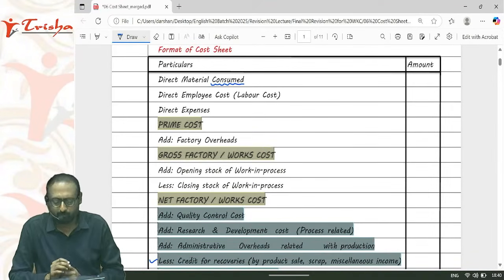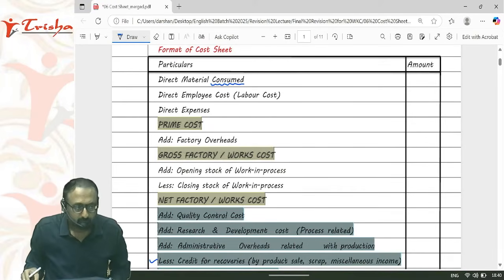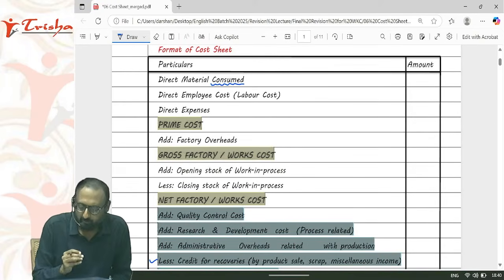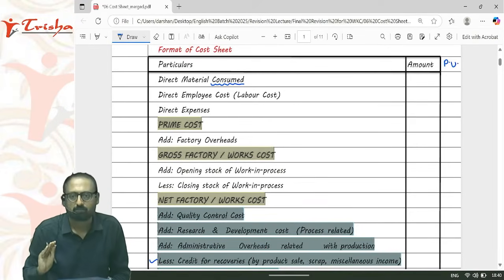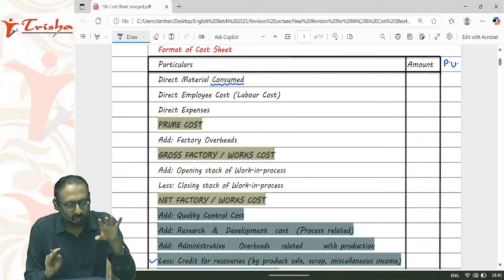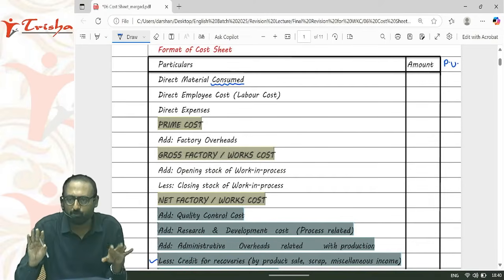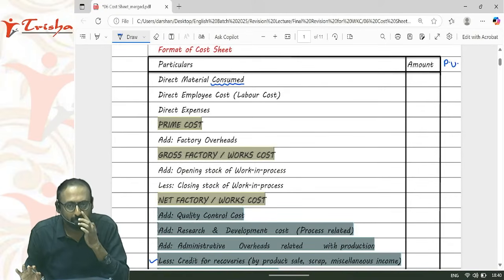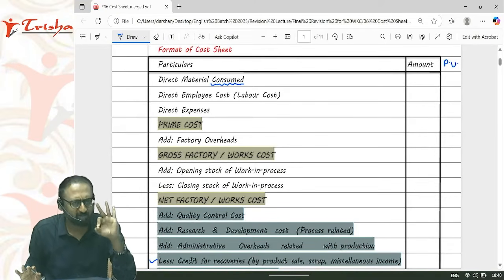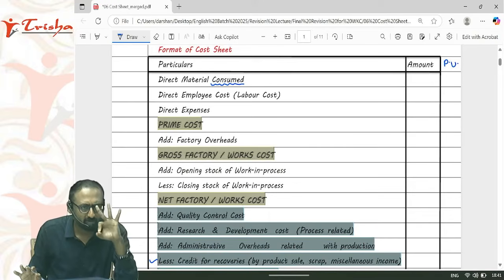Please concentrate, boys and girls, very important point. Sometimes a per unit cost sheet is also asked. You have to prepare the total cost sheet, and you will have to prepare the per unit cost sheet also. Sometimes they will ask. How to prepare per unit? Just three thumb rules.